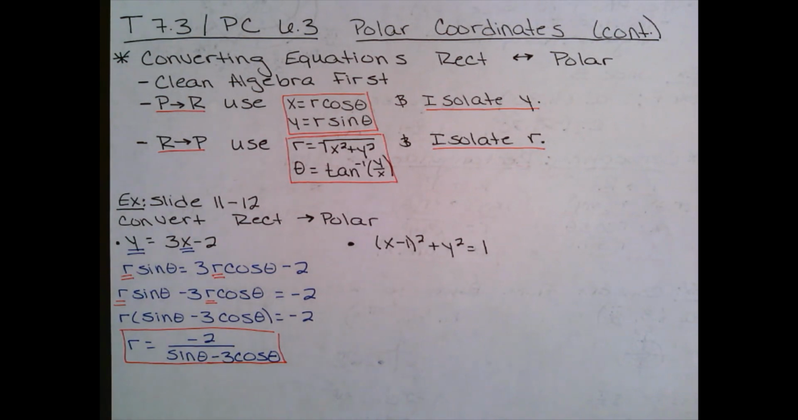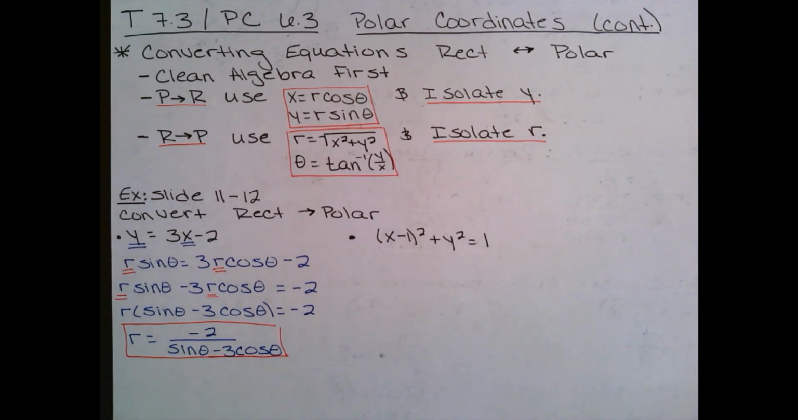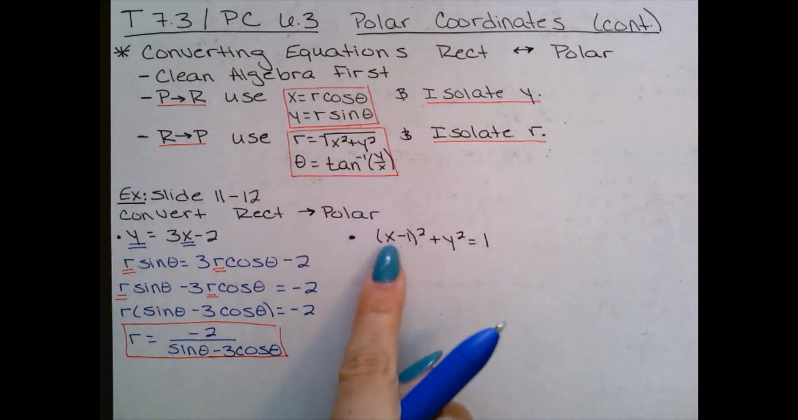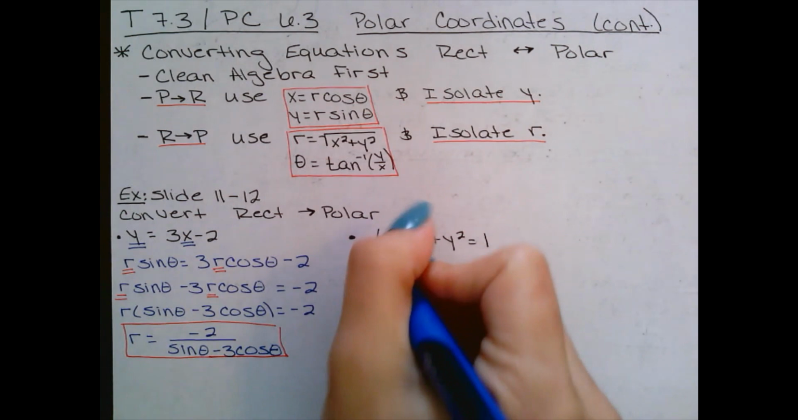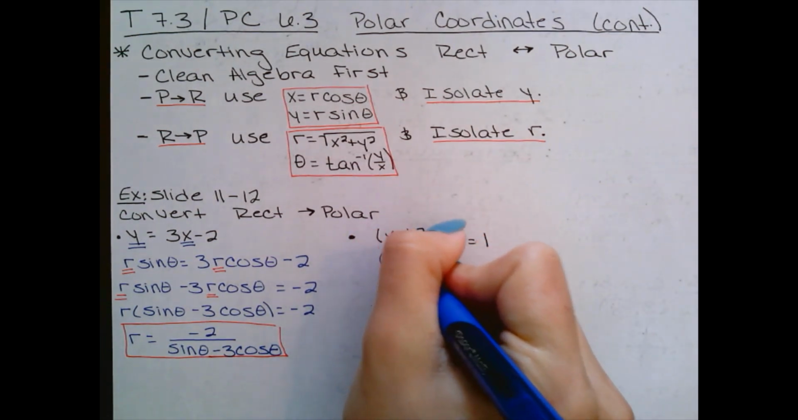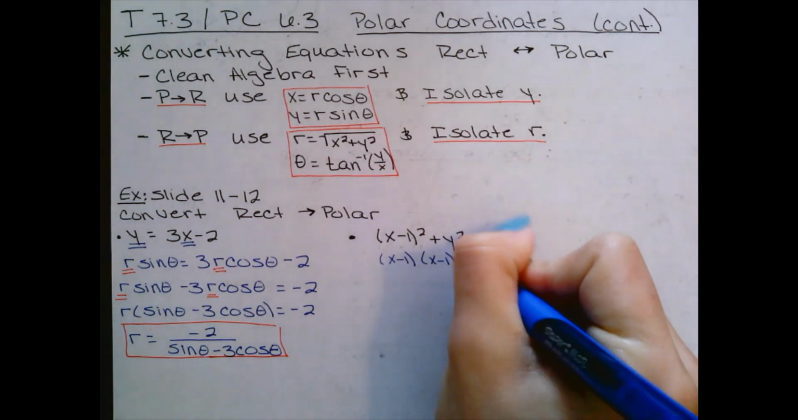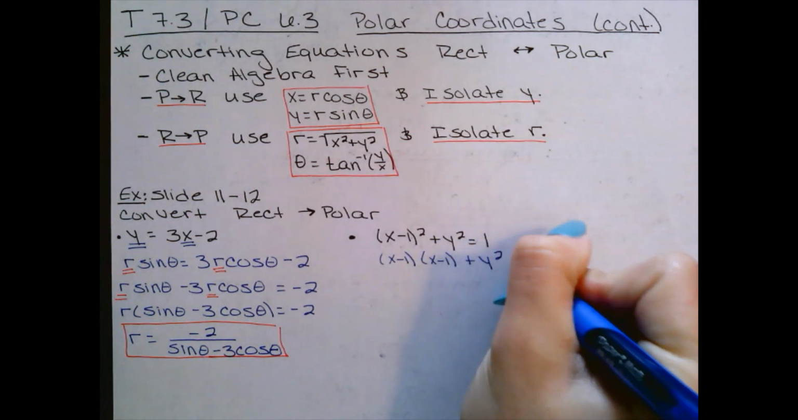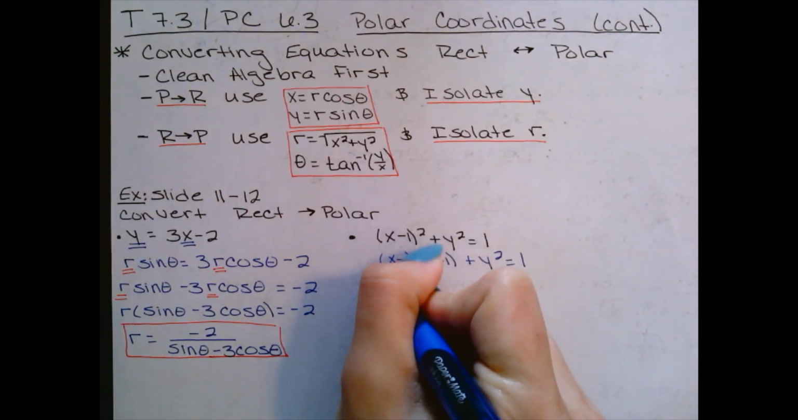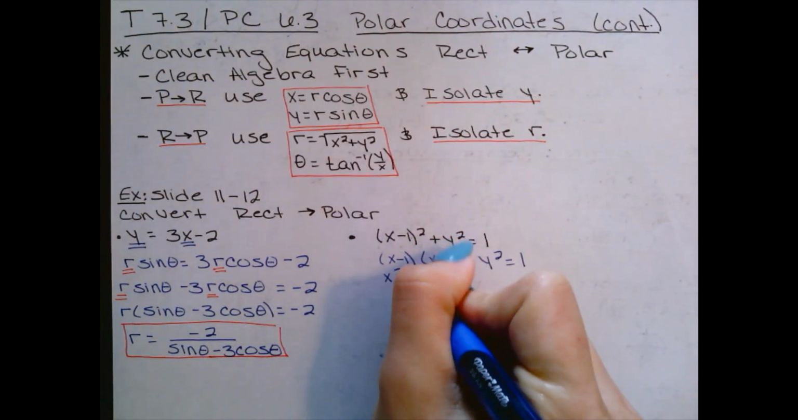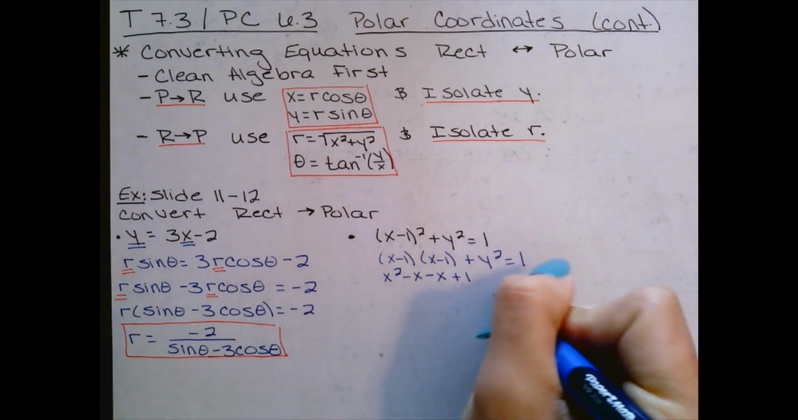Okay. So this next one is a little more complicated because there is that algebra to clean at the beginning. Let's take a look at it. Remember that whenever I have a squared there, it means that this entire binomial happens twice. So I have x minus 1 times x minus 1 that I'm going to have to FOIL. And then I have plus that y squared equals 1. So x times x, I have x squared. X times a negative 1 happens twice. And then negative 1 times negative 1.